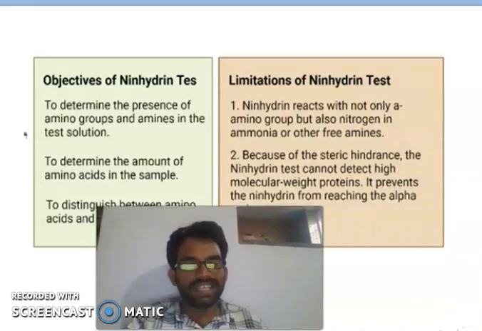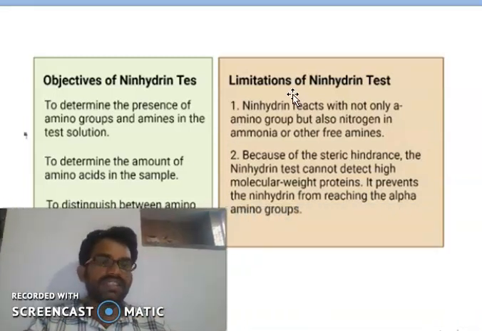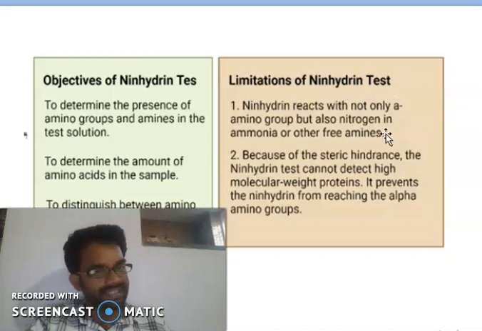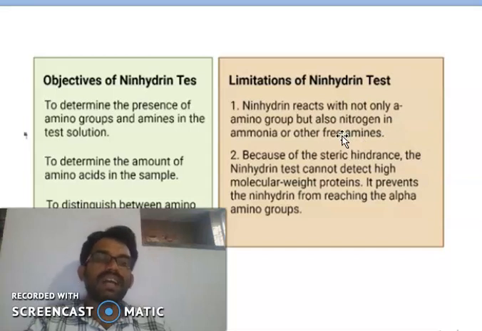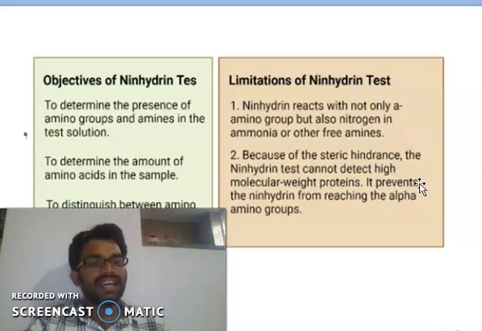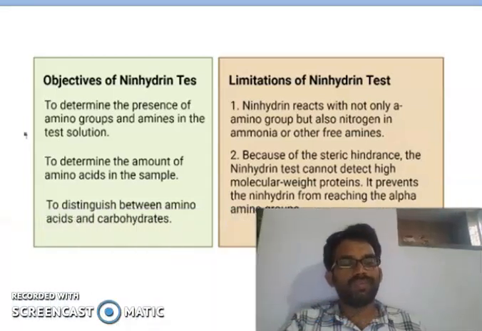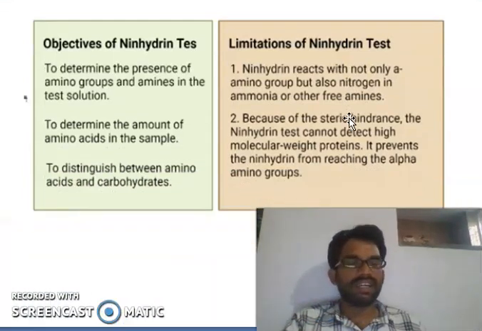Then what is the limitation? You can see the limitation of the ninhydrin test. The ninhydrin test reacts not only with the amino group but also with nitrogen, ammonia, and other free amines. Because of steric hindrance, as we discussed earlier, the ninhydrin test cannot detect high molecular weight protein. It prevents the ninhydrin from reaching the alpha amino group. This is the limitation of ninhydrin.